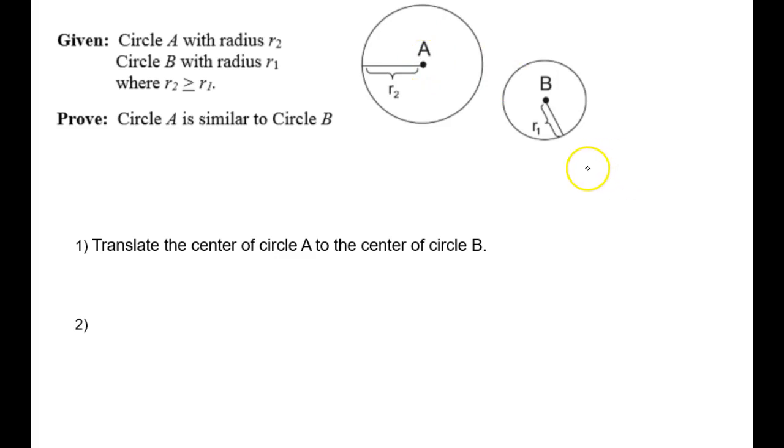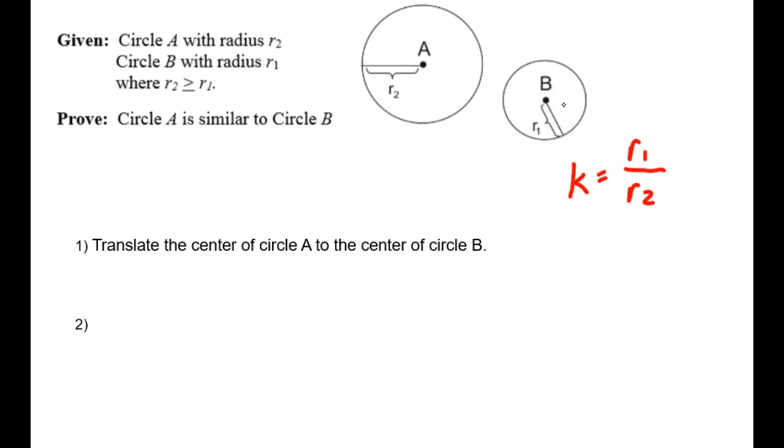So we need to go back and think about the scale factor, which we represent by the letter K. K represents the scale factor. We need to take the radius of the image, the circle we're ending up with, which is R1, divided by the radius of the pre-image, the circle we started with, which was R2. So once we find the scale factor, now we're going to dilate circle A by the scale factor to come up with circle B.